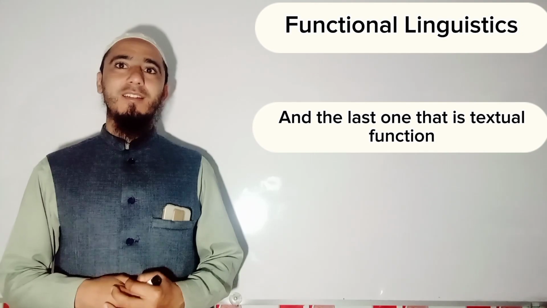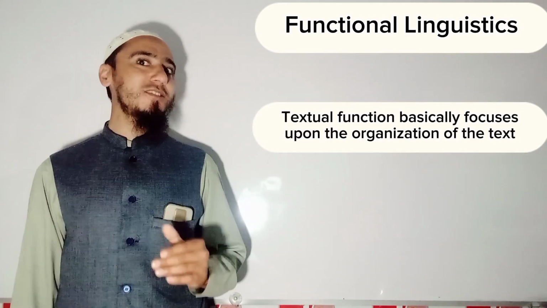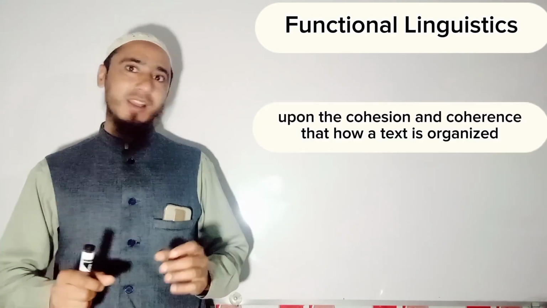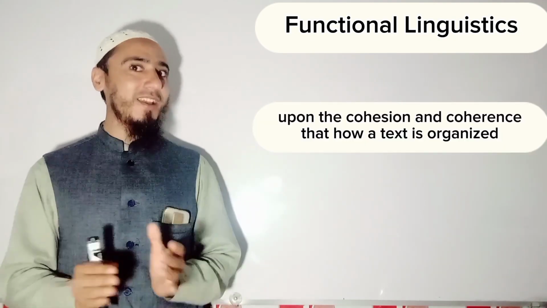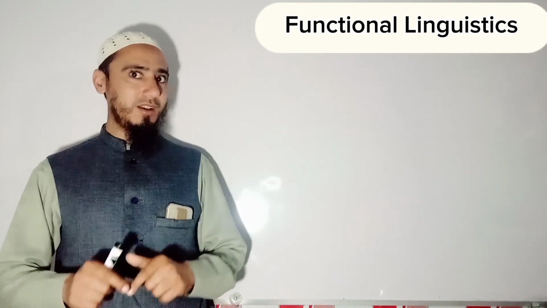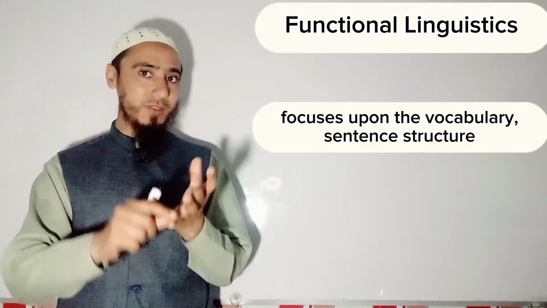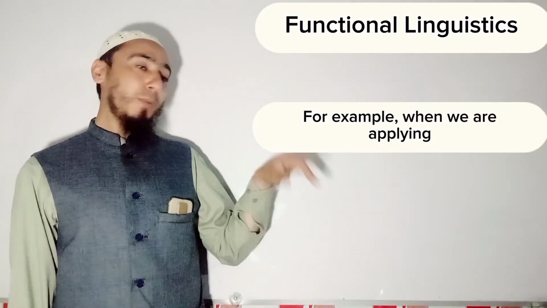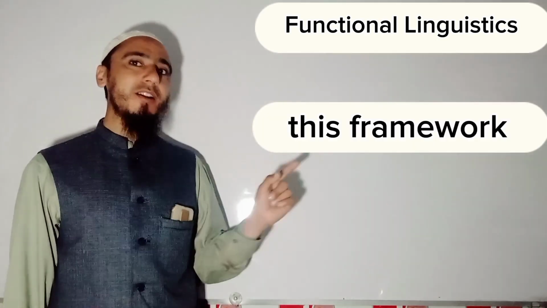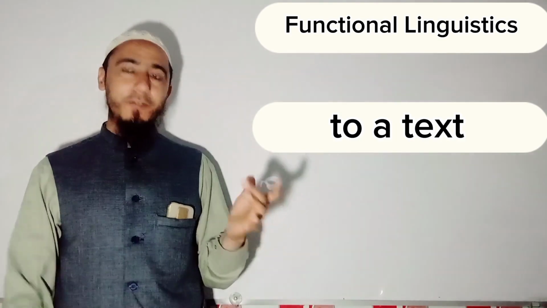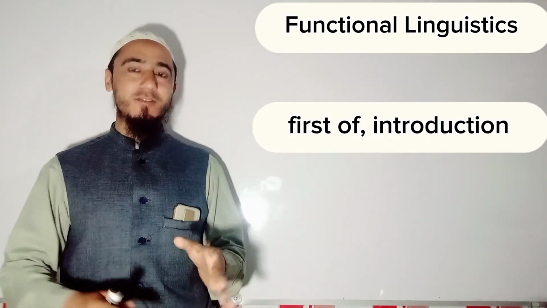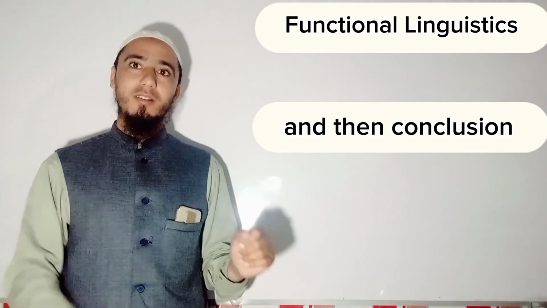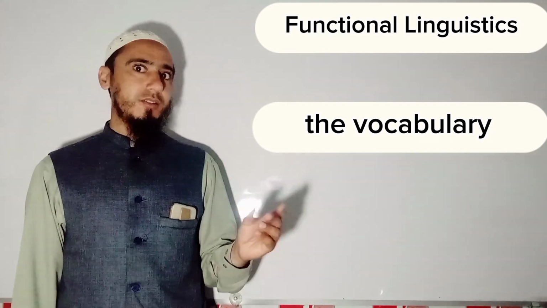And the last one is the textual function. The textual function basically focuses upon the organization of the text, upon the cohesion and coherence, that is, how a text is organized. Cohesion and coherence focus upon the vocabulary and sentence structure. For example, when we are applying this model or this framework to a text, definitely we will say how a text is organized. First of all, introduction. After that, for example, the body, and then conclusion.